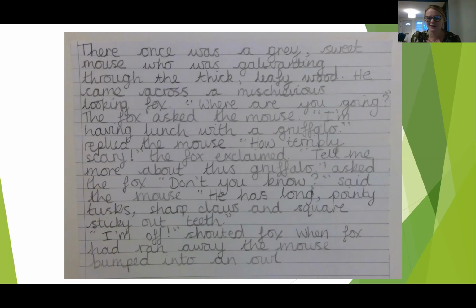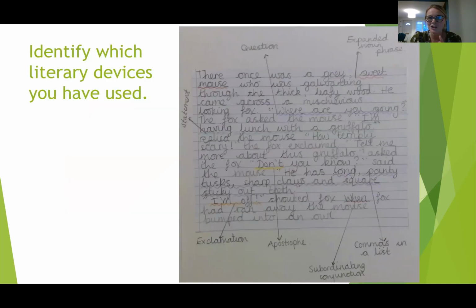So I would like us to achieve our third success criteria by trying to identify or find where we have used our different literary devices. So let's have a look at mine. Can you see? I have managed to find in my writing lots of examples of our literary devices. And I've underlined them all in a different colour using a neat wiggly line.